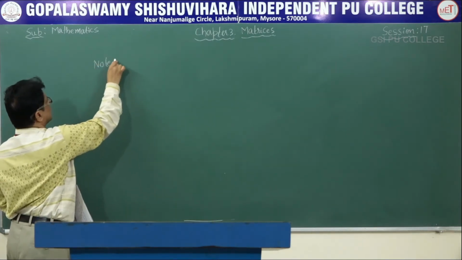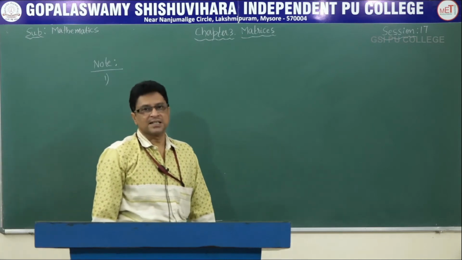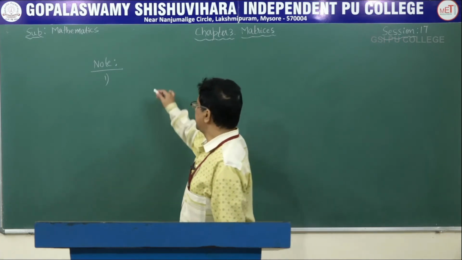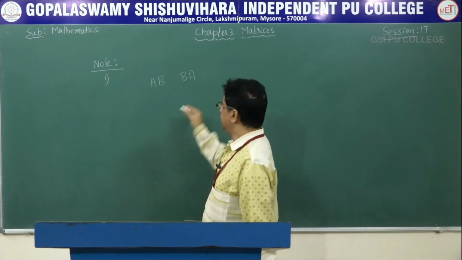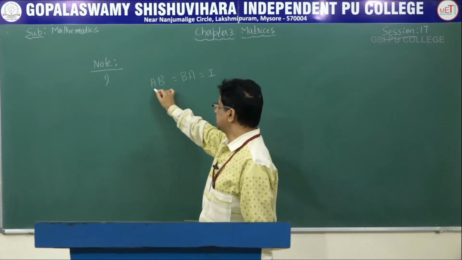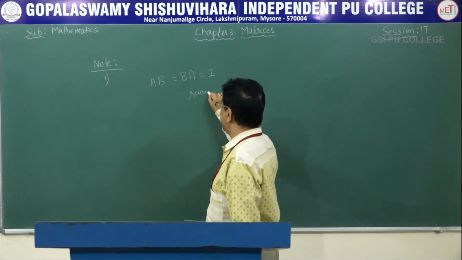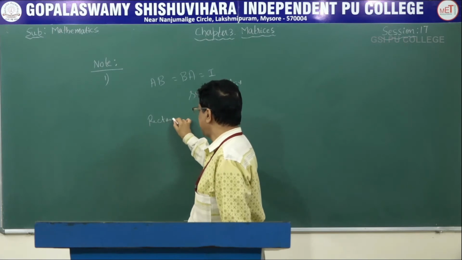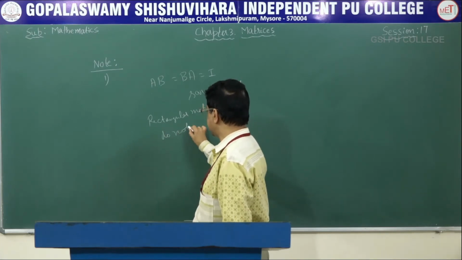Next, note number 1. The rectangular matrix does not possess inverse because to get inverse it is very much essential that AB should be defined and BA should be defined, and it should be necessarily equal to I. This is possible if and only if the two matrices A and B are square matrices. Therefore, rectangular matrices do not have inverse.